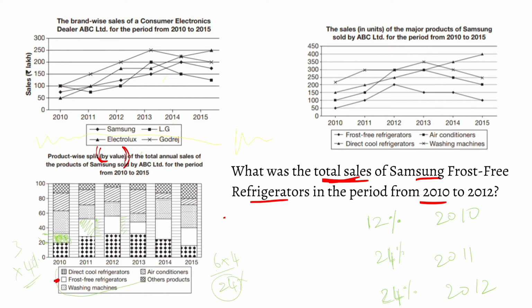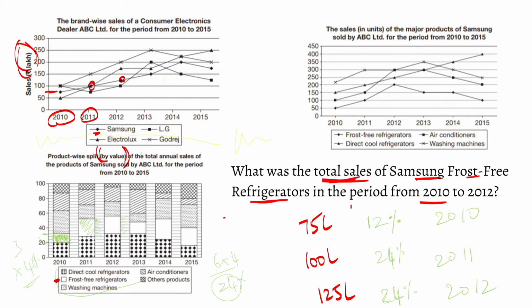Now if we find out the total sales, we can find out the sales for only the frost-free refrigerators. Now what is the total sales of Samsung? Total sales of Samsung in 2010 is, look at here, this is the shape, right? So this is almost 75. So 75 lakhs. This is expressed in lakhs. So 75 lakhs is the total sales, out of which 12% is the share of Samsung frost-free refrigerators. In 2011, it's 100, right? This one. So 100 lakhs. And in 2012, it's around 125. So 125 lakhs.